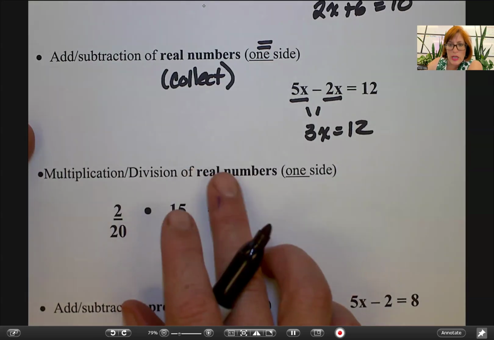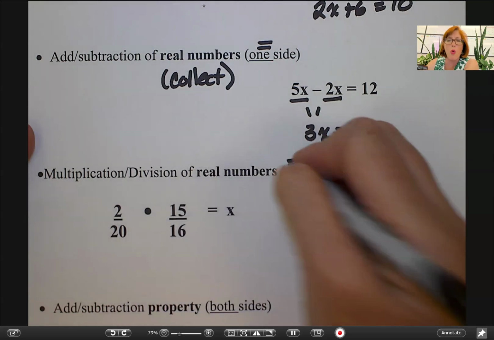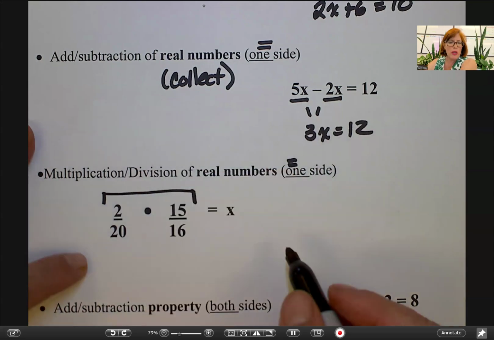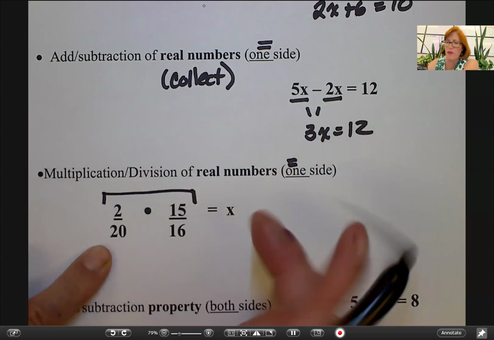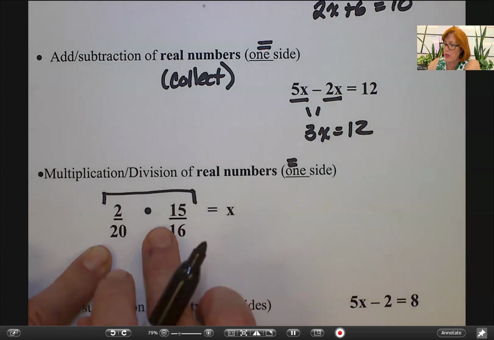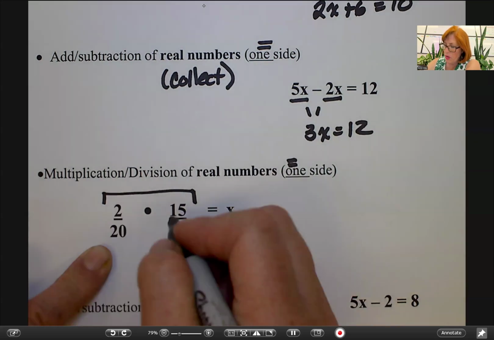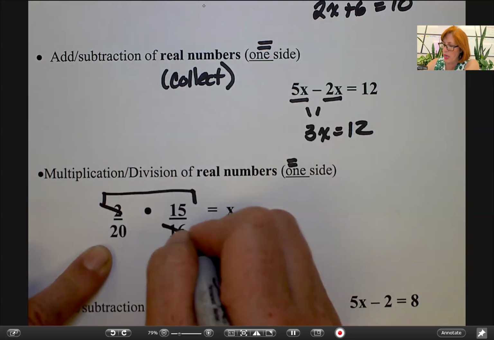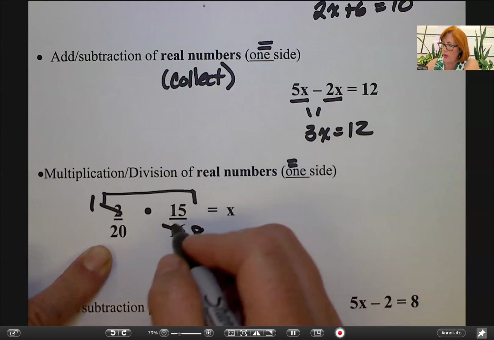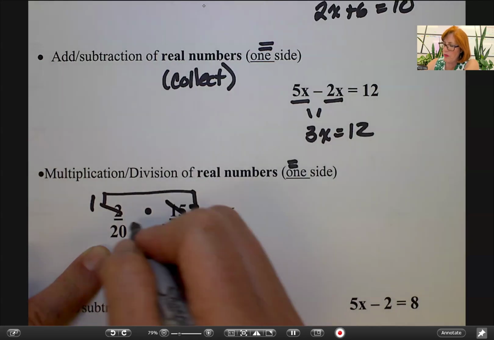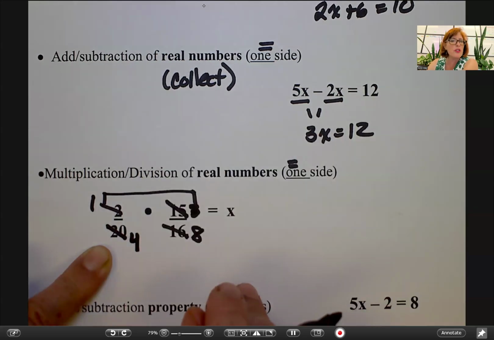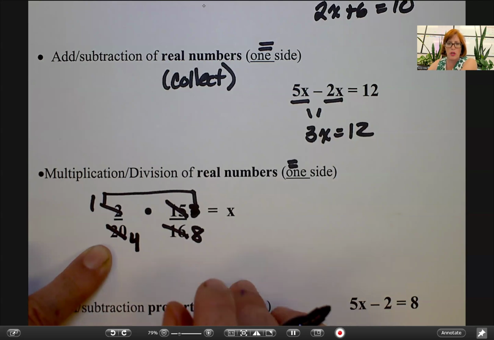Multiplication, division of real numbers. Again, you're working on only one side of an equal sign. So here's one side. If you were to multiply these fractions, if you're working on one side, you learned previously, you can cross cancel. Okay, on one side of an equal sign. So the 2 goes into 16 8 times. That's a 1. 5 goes into 15 3 times. 5 goes into 2 4 times. That reduction I just did is called multiplication, division of real numbers.